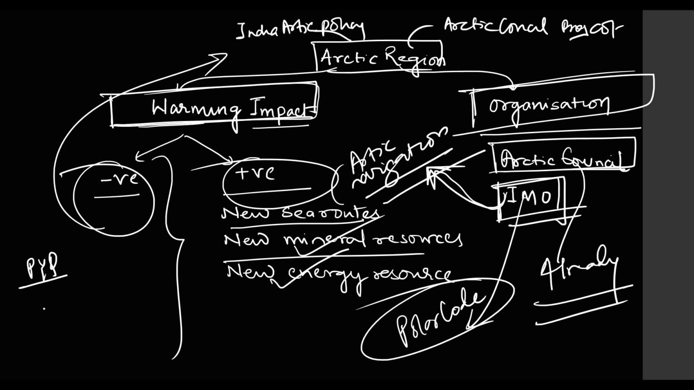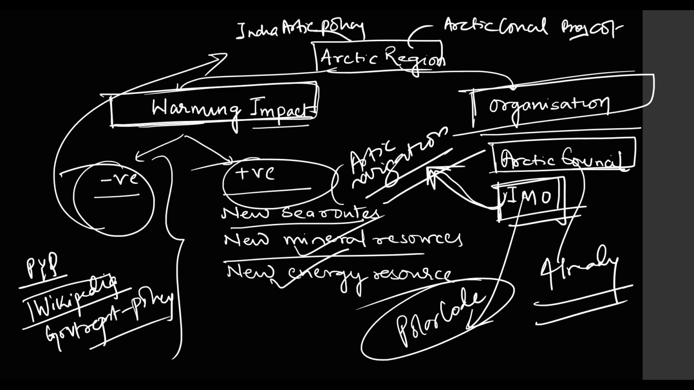You do a Wikipedia search, or you do a government report search. If the government has a report or policy on that, and you just do a Google search for India's Arctic policy PDF, this report will come at the top. If you read that report, the polar code is mentioned at least 2-3 times. Even on the Wikipedia page of Arctic navigation, there is one section dedicated to this polar code.